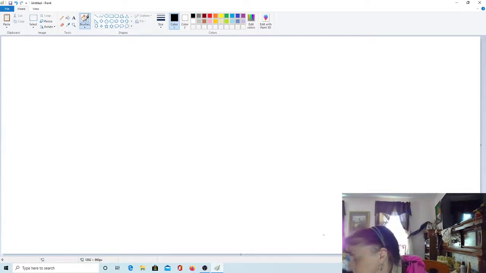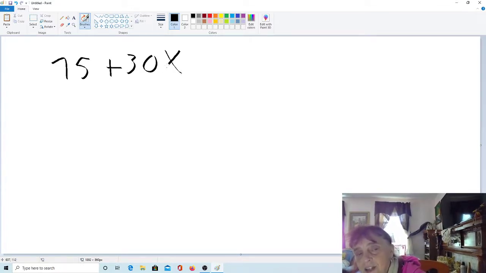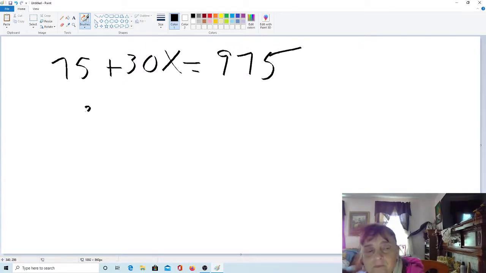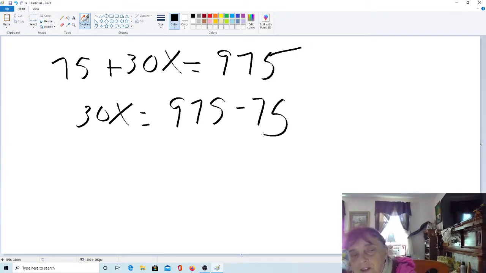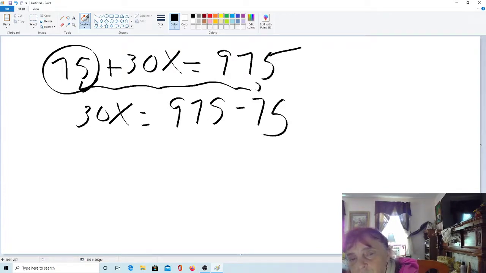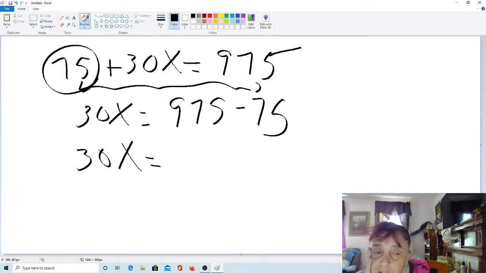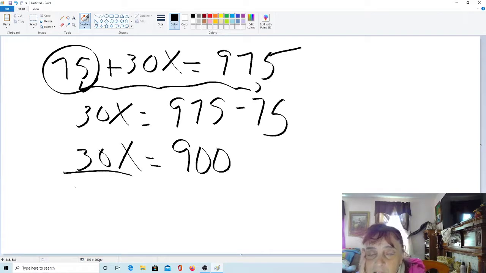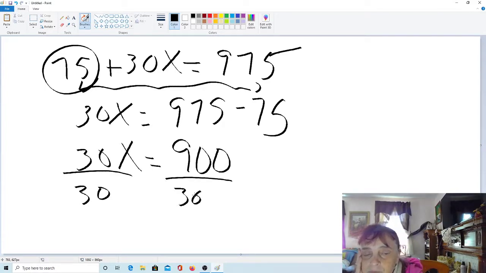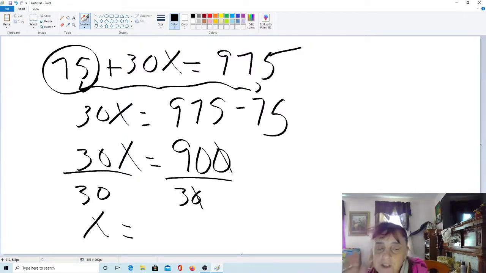Okay, so 75 plus 30x is going to equal $975. 30x is 975 minus 75. Bring the 75 over. If you bring it over across the equation, you'll have negative 75. So 30x is 975 minus 75, which is 900. Divide both sides by 30, which is the same as 90 divided by 3, and 9 divided by 3 is 3, so it'll be 30 months.